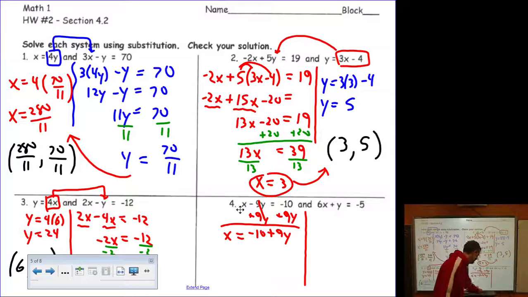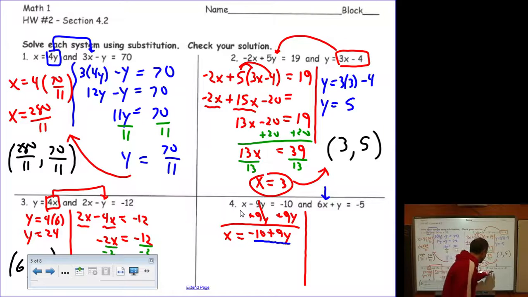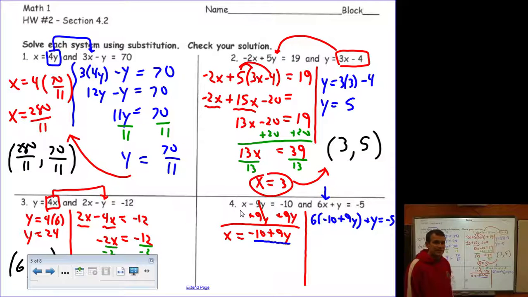And now I'm ready to take this amount and substitute it into the other equation in place of the x. So instead of 6 times x, I'm going to have 6 times negative 10 plus 9y, plus y equals negative 5. So I've rewritten the second equation after I make the substitution, right? And now I can solve that.